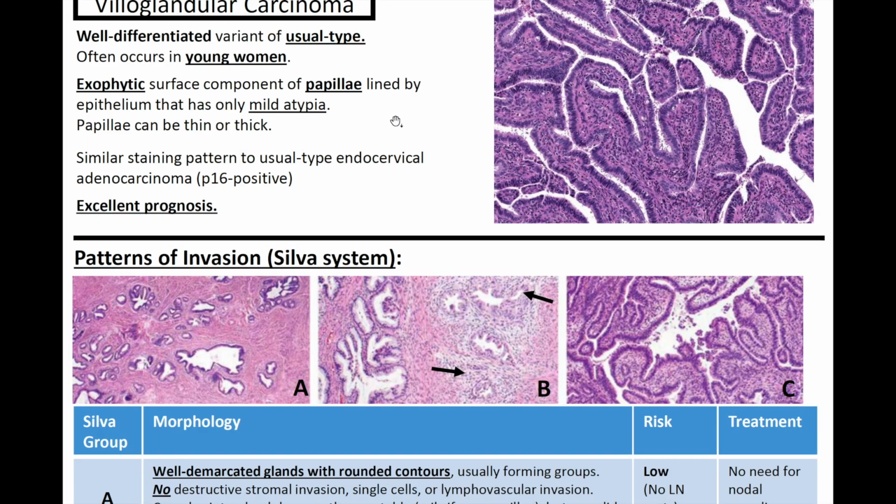All right, next up we've got villoglandular carcinoma. This is a well-differentiated variant of usual type, and it often occurs in young women with an exophytic surface component of papillae lined by epithelium that has only mild atypia. The papillae can be thin or thick, with similar staining pattern to usual type endocervical adenocarcinoma, such as P16 positivity. This, despite being villoglandular, actually has an excellent prognosis.